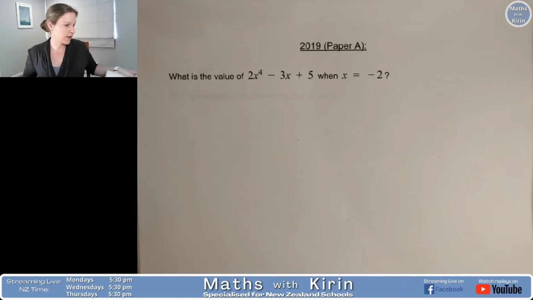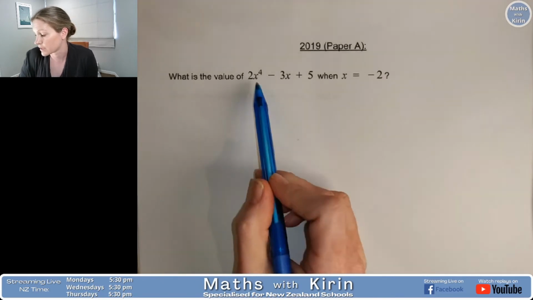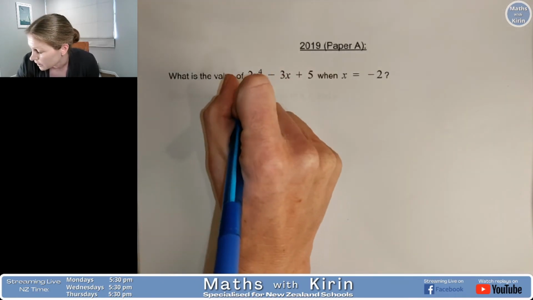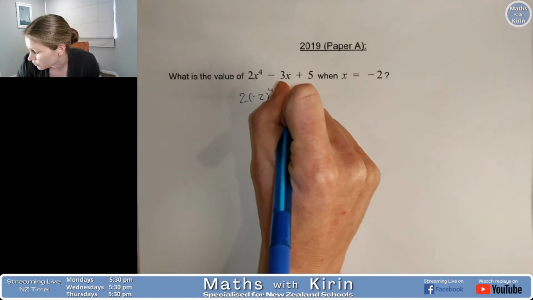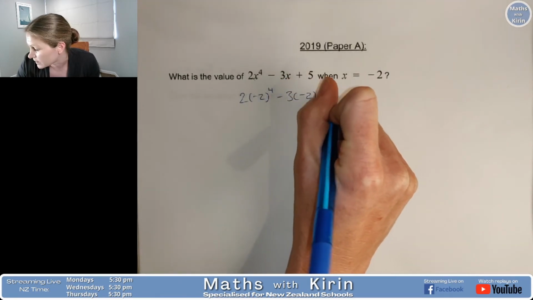So we'll look at some previous exam questions so you can see how these sort of come up and how they are marked. So this first question is a substitution question from the 2019 paper. It's asking us what is the value of 2x to the power of 4 minus 3x plus 5 if x is equal to negative 2. So we're just going to substitute negative 2 into x. So we get 2 times (negative 2) to the power of 4 minus 3 times negative 2 plus 5.